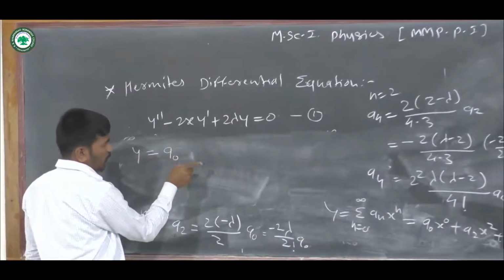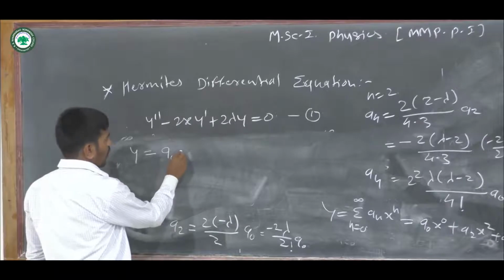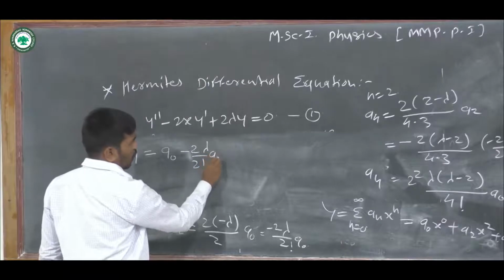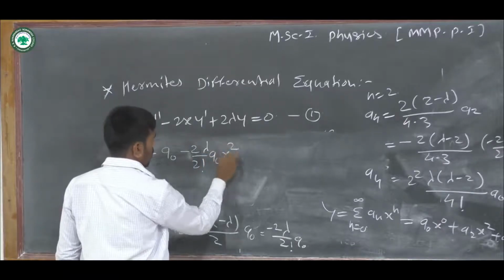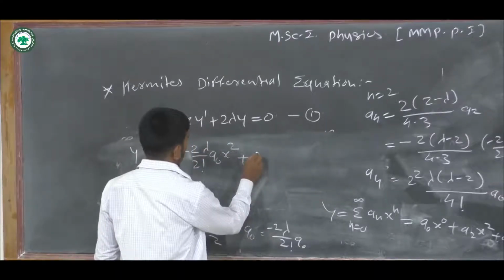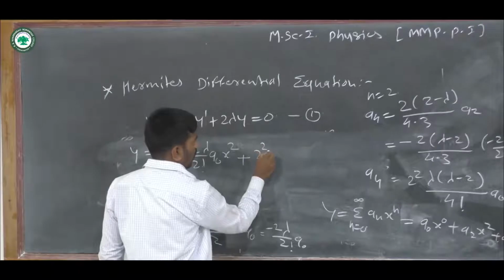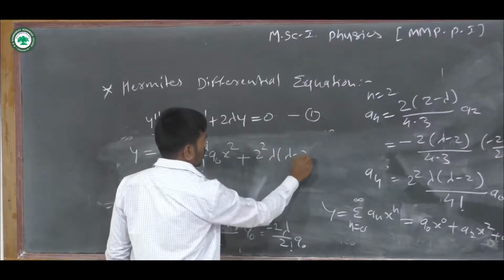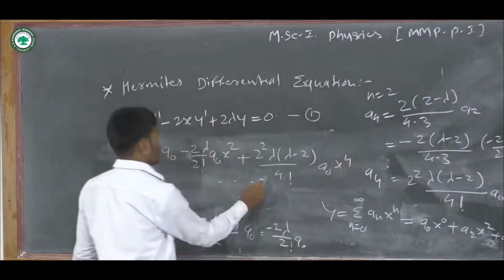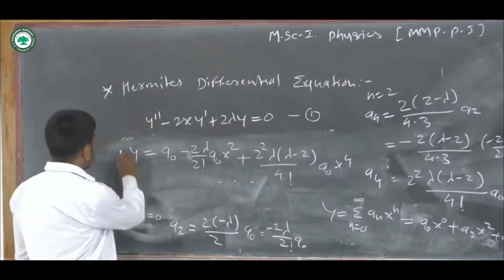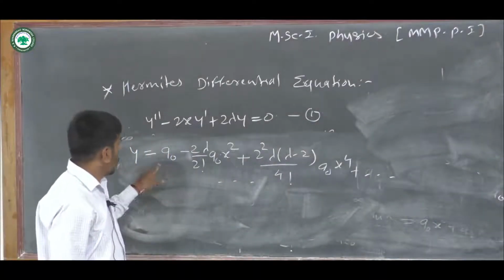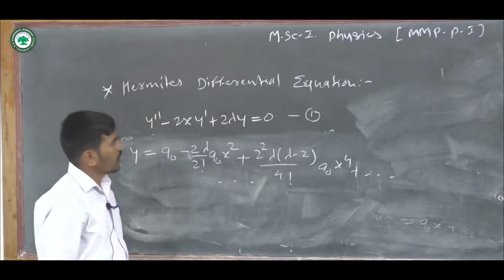we have a0 x^0, which is equal to 1, so no need to write, minus 2 lambda divided by 2 factorial a0 x^2, plus, for the a4, 2^2 into lambda minus 2 divided by 4 factorial into a0 x^4 and so on. Okay, so this is the independent solution of the Hermite differential equation.